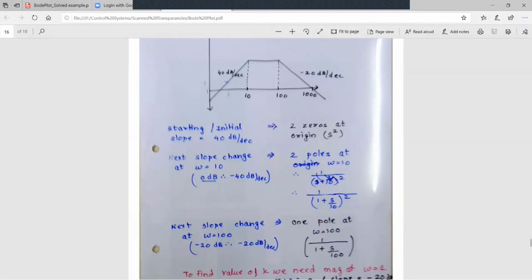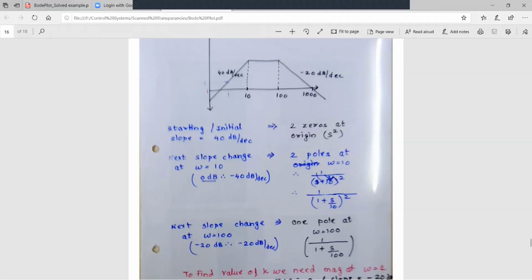We are having the slope also, then we have the frequencies also, and from this we are supposed to guess what the transfer function is. Now from the Bode plot, the initial slope of the gain plot is always determined by the poles at origin or zeros at origin, up to the first corner frequency. Now in this case, how much is the initial slope? 40 dB per decade. Slope is positive.